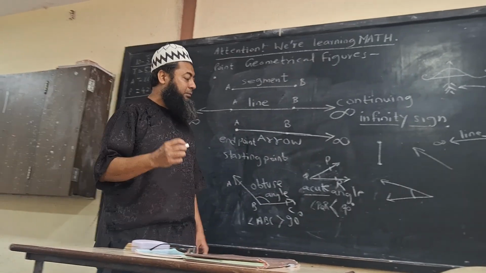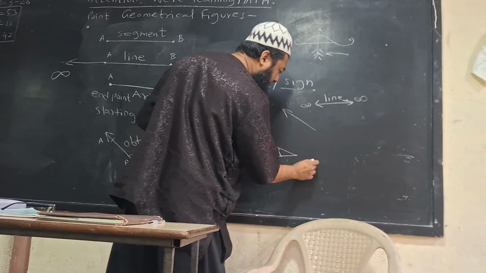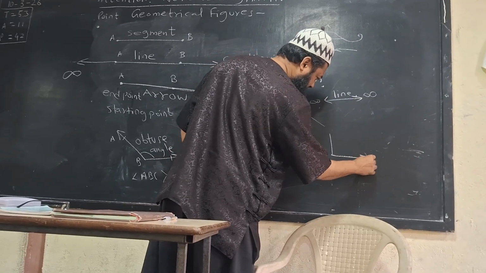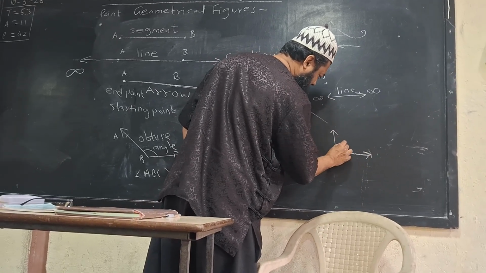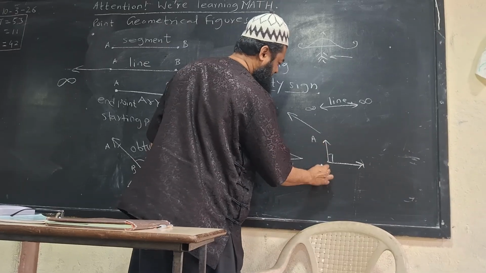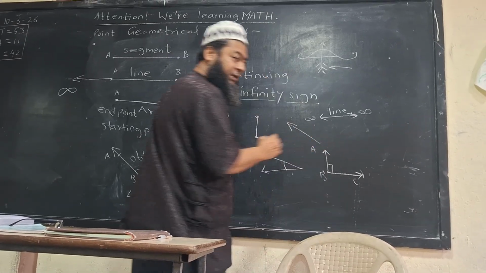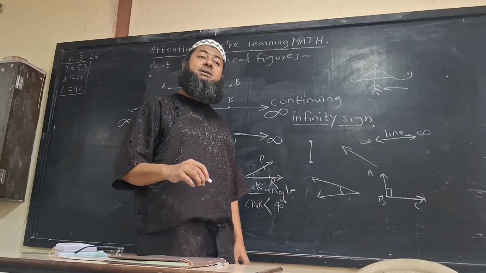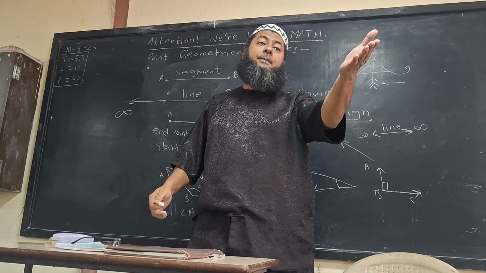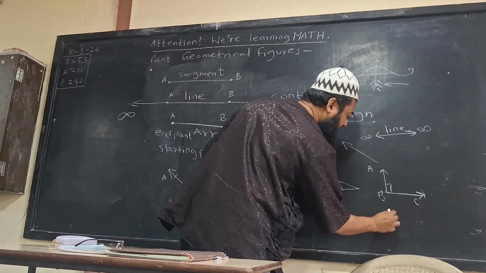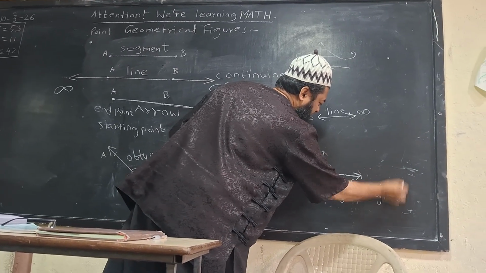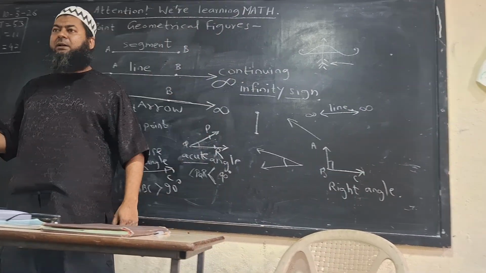I am going to draw one more figure here. Right angle. 90 degrees. But what is 90 degrees called? In other words, a right angle. This is called a right angle.